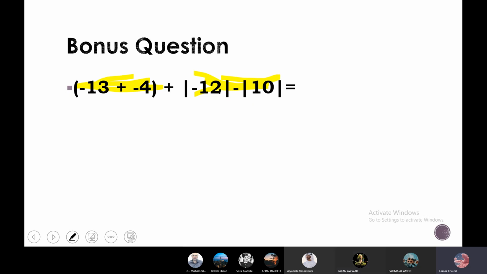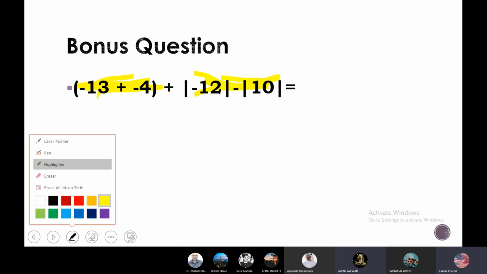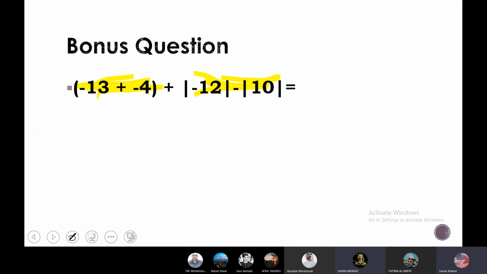So can anyone tell me how to solve this, or what the answer is? Okay, so Leanne, 13 minus... If we solve the first parenthesis, minus 13 plus minus 4, the answer will be minus 17. First of all, we have the same sign, so we're going to add. 13 plus 4, the answer will be 17, and the signs are minus, so minus 17, then plus 2.